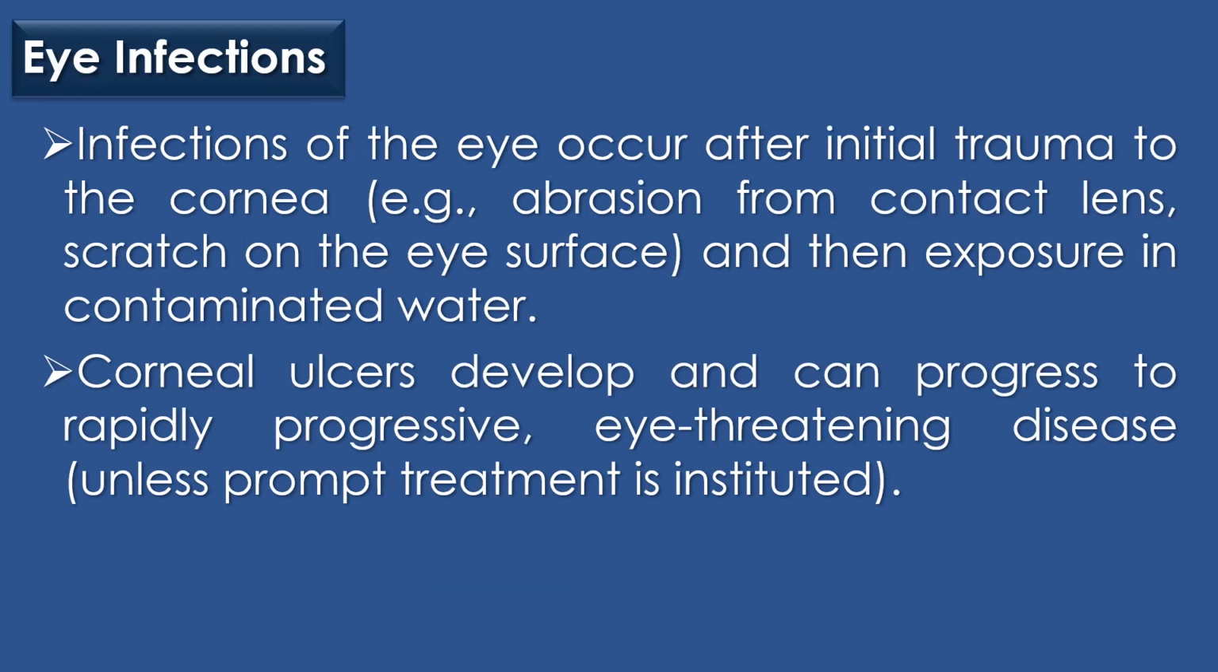The fifth clinical disease caused by Pseudomonas aeruginosa is eye infections. Eye infections widely occur due to abrasions from contact lenses or scratches on the eye surface. The infection of the eye occurs after initial trauma to the cornea and then exposure to Pseudomonas aeruginosa in contaminated water. Corneal ulcers develop and can progress to rapidly progressive eye-threatening disease unless prompt treatment is instituted.